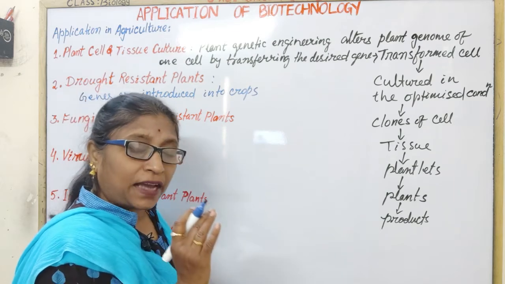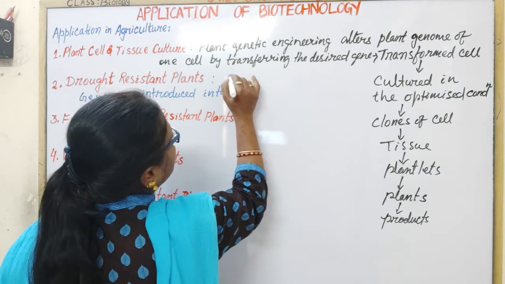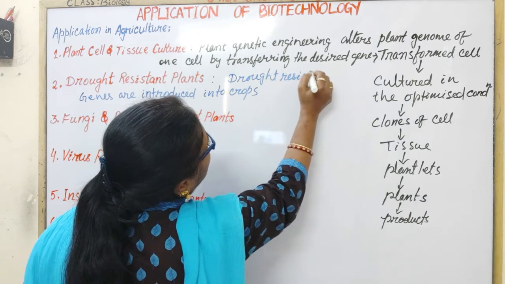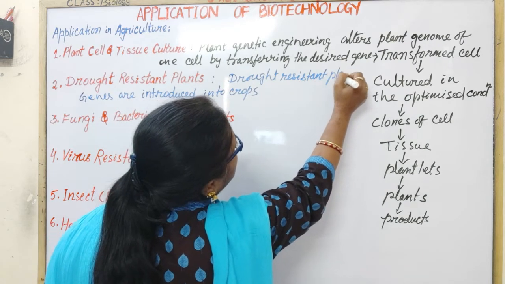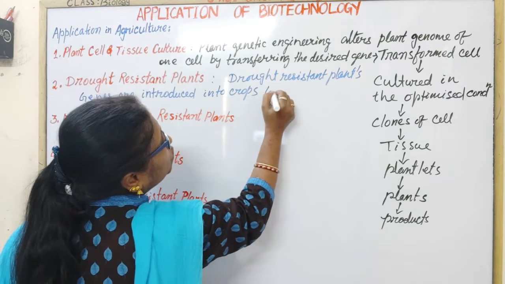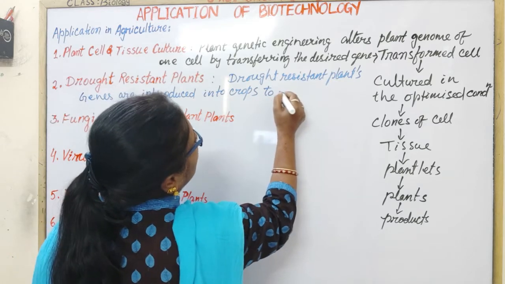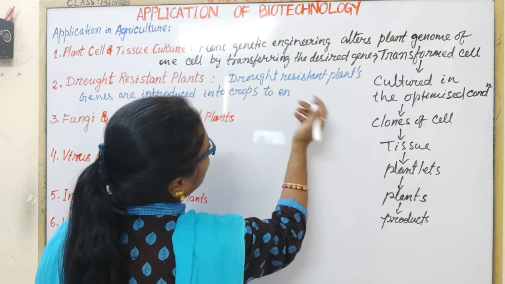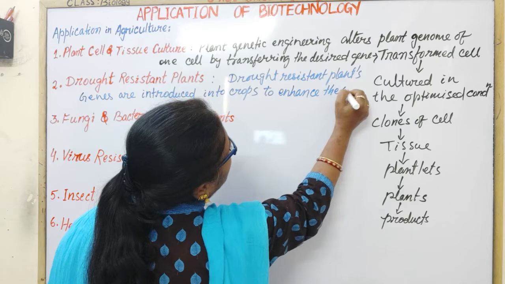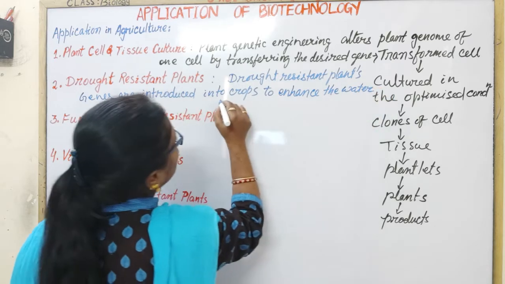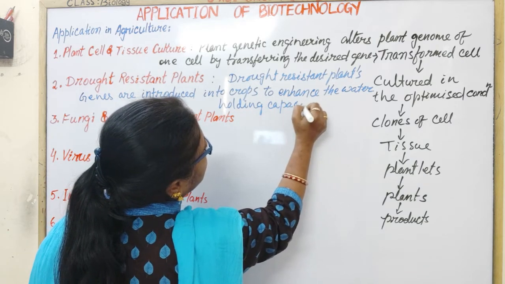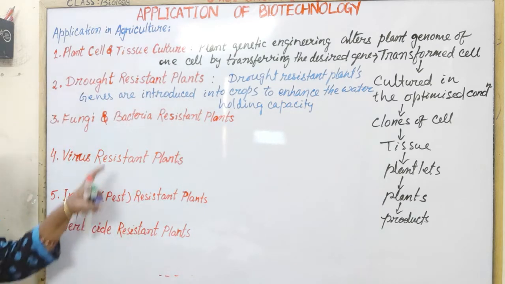The genetic engineers identified the drought resistant plants, and the genes are introduced into the crops to enhance the water holding capacity, so that they can withstand drought conditions.